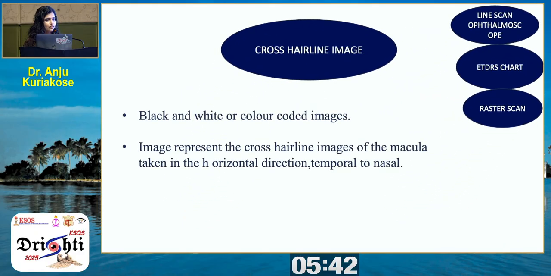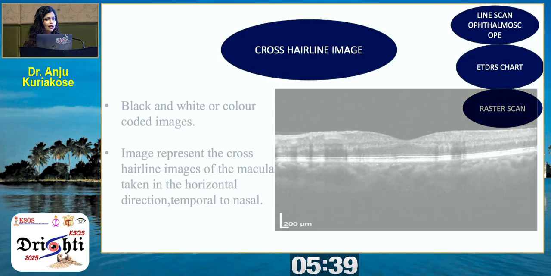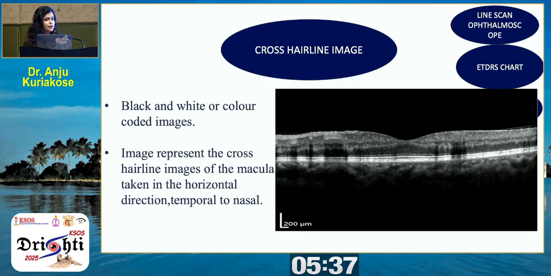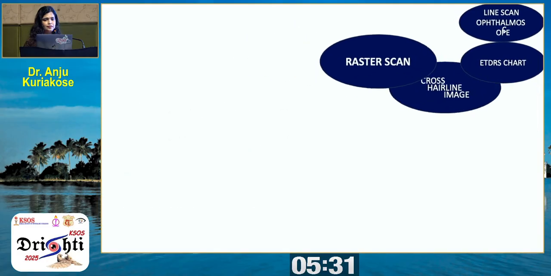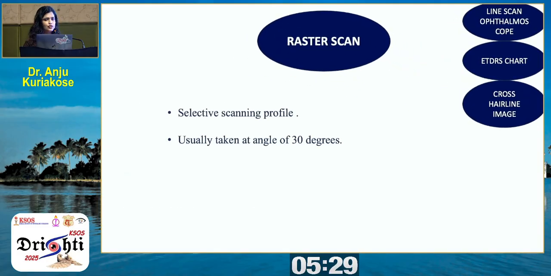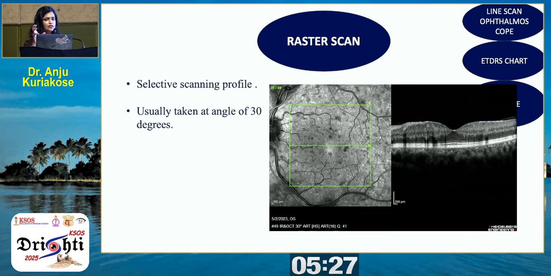Next is the cross hairline image, which is a white and black color coded image, which represents the images of the macula taken in the horizontal direction from temporal to the nasal area. Next is a raster scan, which is a selective scanning profile, usually taken at an angle of 30 degrees.